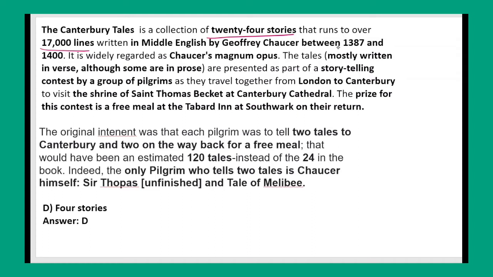We know the age as Chaucer's age. And this poem, the Canterbury Tales, is widely regarded as Chaucer's magnum opus. We call it the masterpiece of Chaucer. The tales are mostly written in verse, although there is some prose, presented as a part of the storytelling.